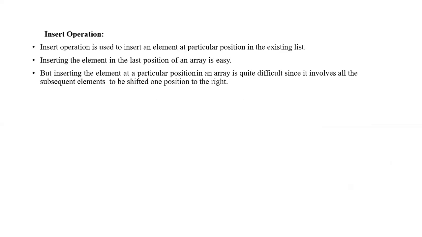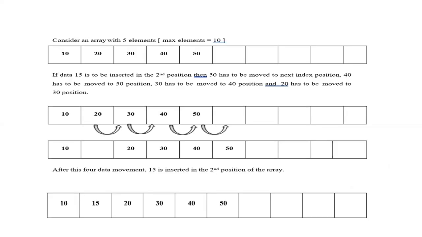Insert operation. Insert operation is used to insert an element at a particular position into the existing list. Inserting the element in the last position of an array is also easy, but inserting the element at a particular position in an array is quite difficult since it involves all the subsequent elements to be shifted one position to the right. So now consider an array with 5 elements. The maximum elements is going to be 10 here.